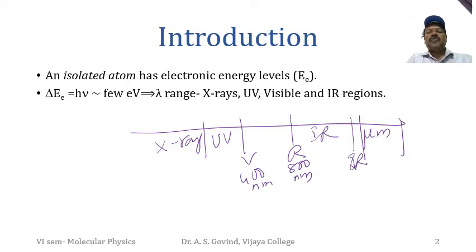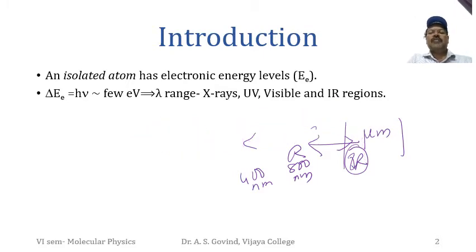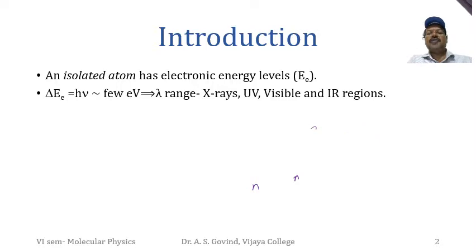So now mostly atoms emit in these ranges, and you also know that in the hydrogen spectrum, the Balmer series is in the visible region and other series are all in the infrared region. So beyond red you have infrared, this is called far infrared, and beyond that you have microwave region. So that is the next thing you have to remember. That is for the isolated atom. So an isolated atom therefore gives a line spectrum.